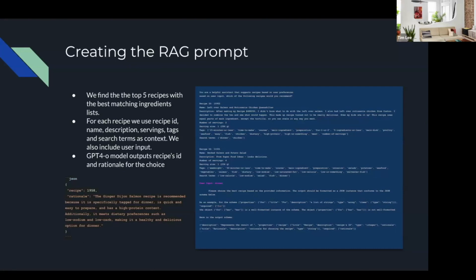For instance, I tried one time where I provided meat as the ingredient list, and I asked, okay, I want a vegan recipe, and then I say, okay, I can pick a recipe from this.